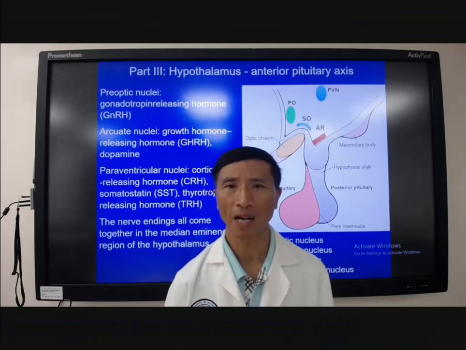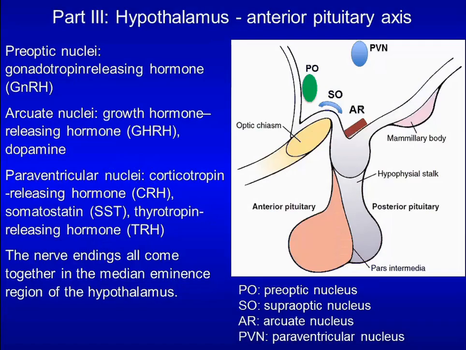Now, let's move to part 3. We will look at hormones in the hypothalamus anterior pituitary axis. This is the hypothalamus, and these are few nuclei in the hypothalamus. Preoptic nuclei secrete gonadotropin-releasing hormone. Arcuate nuclei secrete growth hormone-releasing hormone and dopamine. Periventricular nuclei secrete corticotropin-releasing hormone, somatostatin, and thyrotropin-releasing hormone.